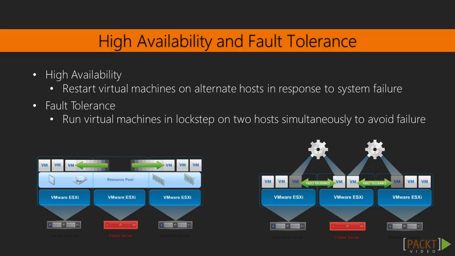In comparison, fault tolerance takes the same virtual machine and runs it in two different places at the same time. So it stores the virtual machine once, but actually keeps all of its operations in lockstep across two different hosts at the same time.